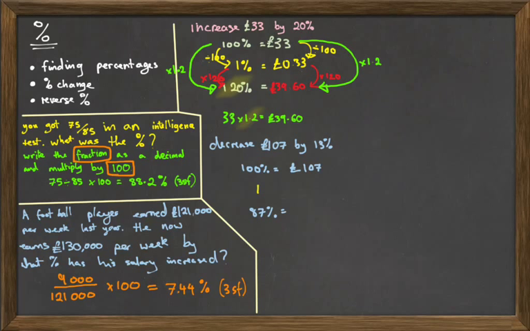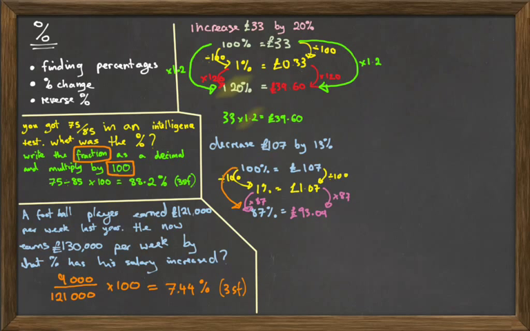Now we do exactly the same thing. We find 1%. How do we find 1%? Well, we divide both sides by 100. In this case, we get £1.07. Divide by 100 on both sides. Okay. Now, how do I get from 1% to 87%? Well, I just times both sides by 87. Do this in a calculator, you get £93.09.